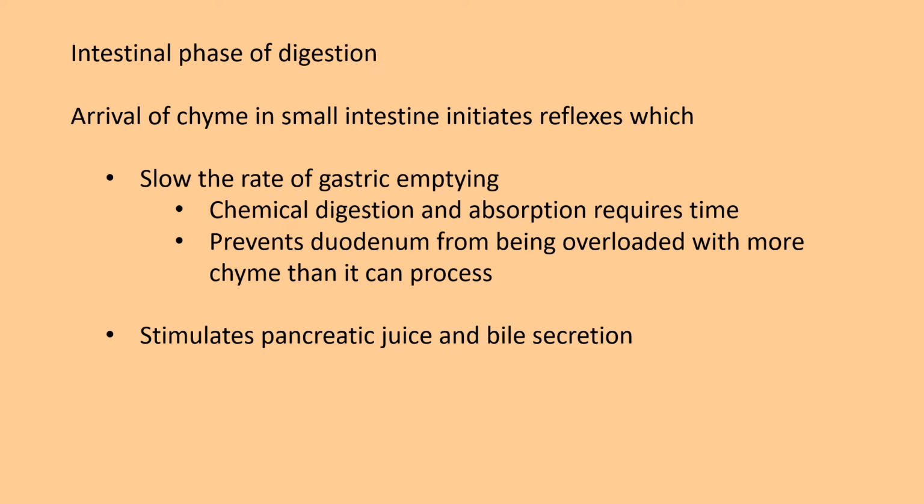So gastric emptying needs to occur slowly. Little bits of chyme need to be delivered into the small intestine so that the small intestine has adequate opportunity to do its job. The major jobs of the small intestine are chemical digestion and absorption. I hope you also remember that the processes that occur in the small intestine require the cooperation of the pancreas and the liver and the gallbladder. So part of the intestinal phase of digestion involves increased secretion of pancreatic juice and bile.